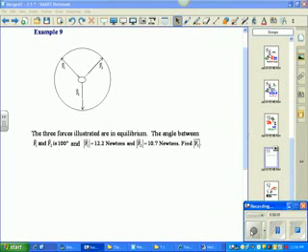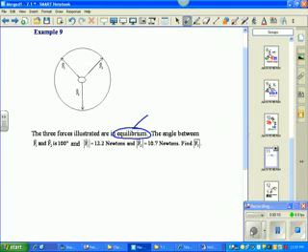Alright, so for example 9, the last example in section 7.1, we've got three forces. You see them in your diagram, and they're all in equilibrium. Now the key for us, when forces are in equilibrium, they are going to form a closed triangle. Okay, so that's really going to be helpful to us in a second.